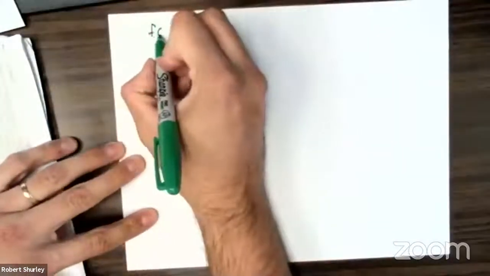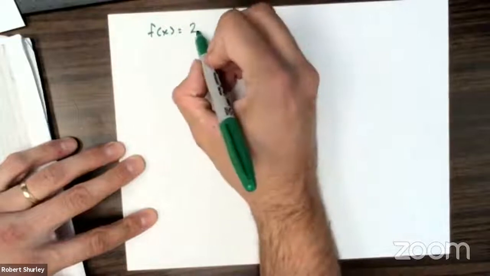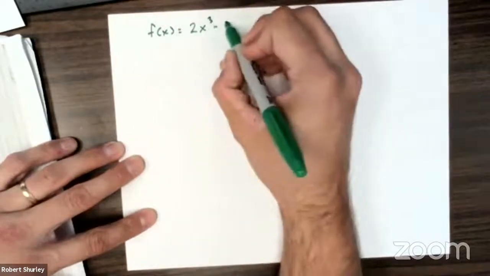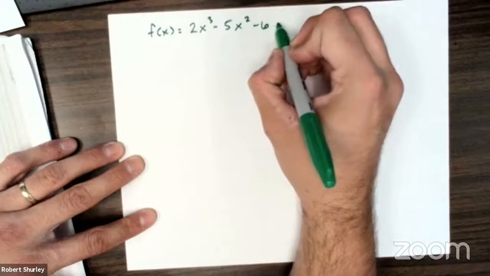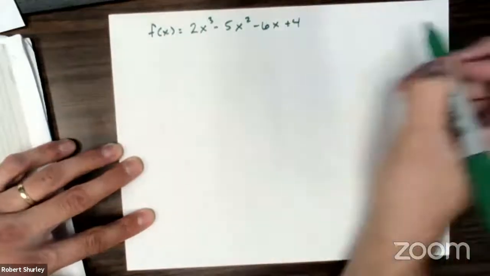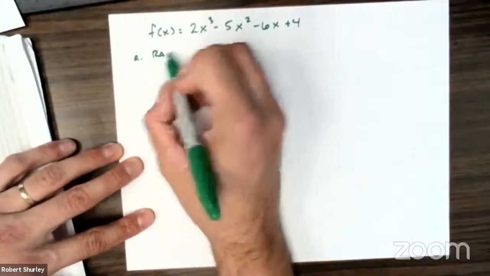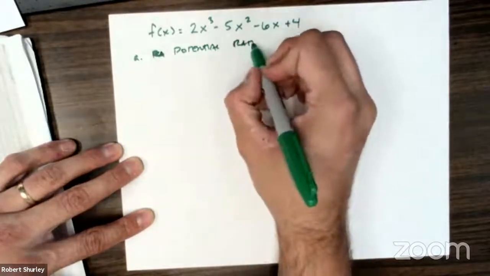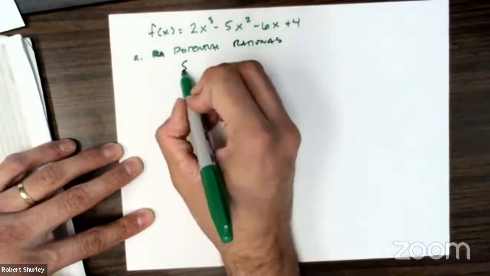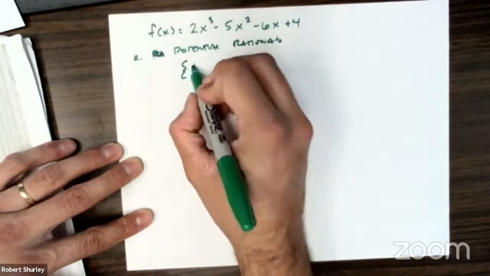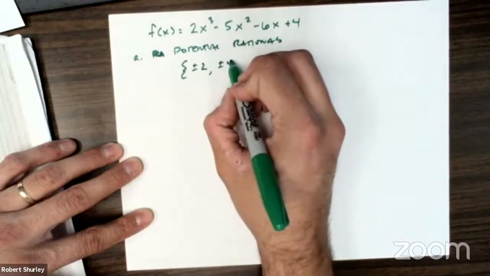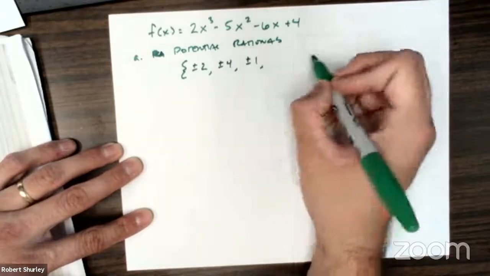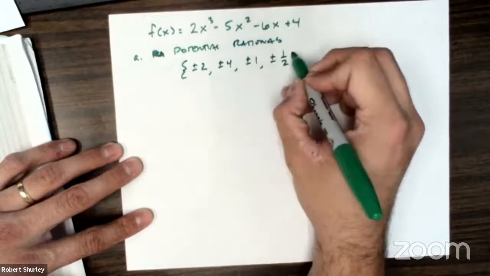So I'm going to go back to that first question, the first one I gave you, that f of x equals 2x cubed minus 5x squared minus 6x plus 4. Now remember, for part A, the potential rationals. Now I'm just going to rewrite what I found on the other page. We already found this one. This was plus or minus 2, plus or minus 4, plus or minus 1, and plus or minus 1/2.